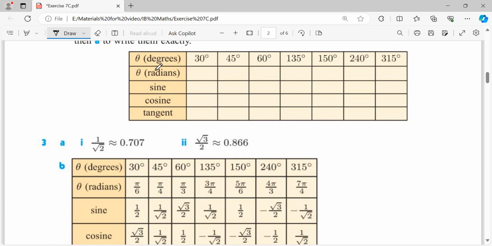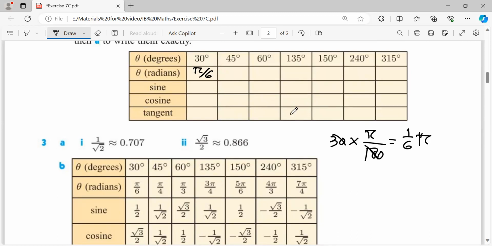Like number 1, we have to convert degrees to radians. This table is actually the complete version of the first table. But how do we find pi over 6? If 30 degrees is converted to radians, it's 30 times pi over 180. If divided, it's going to be 1/6 pi. That's why here it's pi over 6.